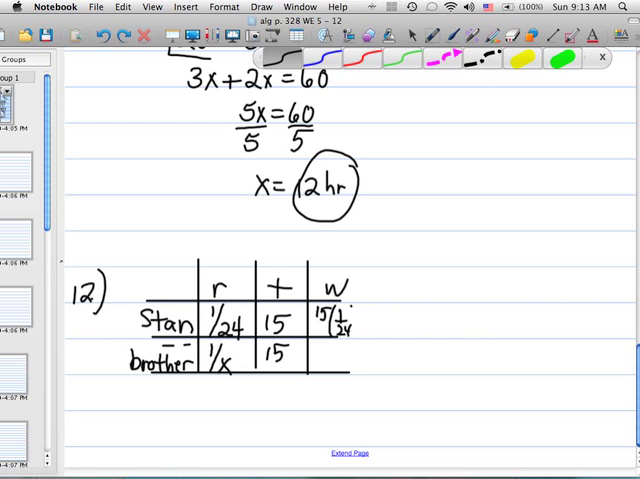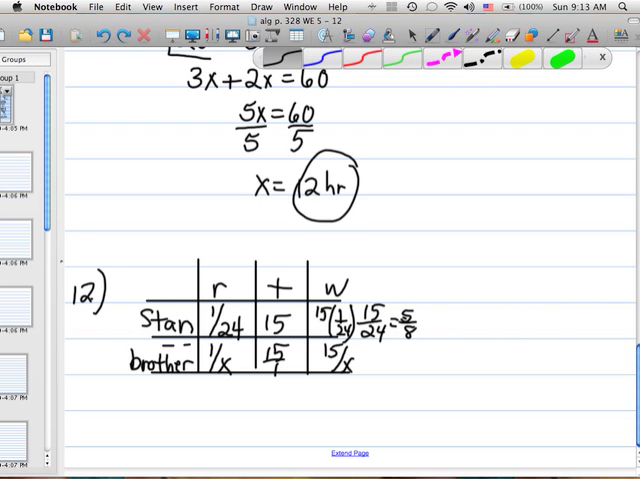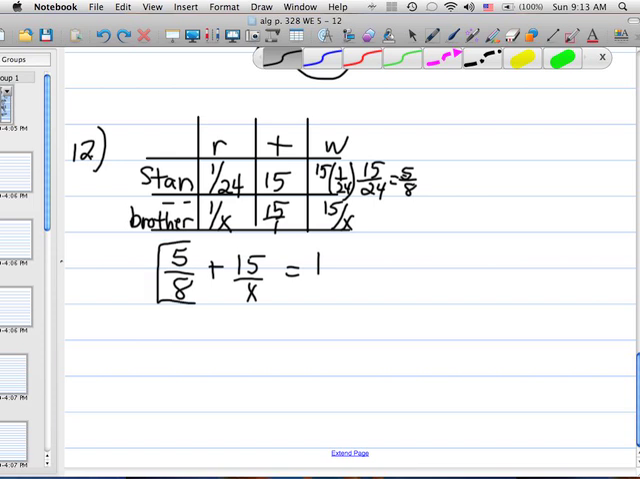We know the time it takes them working together, it's 15 minutes. So 15 times 1/24 is 15/24. We could simplify that. That's 3/8, dividing by 3. Excuse me, that should be 5/8. Got another mistake in here. Dividing by 3. And brother is 15 over x, 15 times 1 over x. So the amount of work done by Stan is 5/8, plus the amount done by brother is 15 over x, and that equals the whole job done, which is 1.